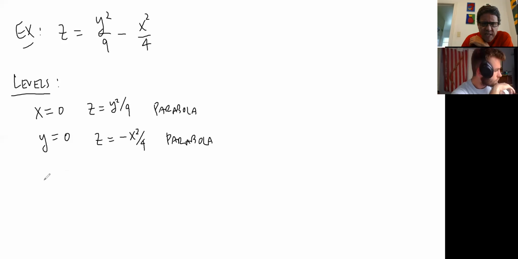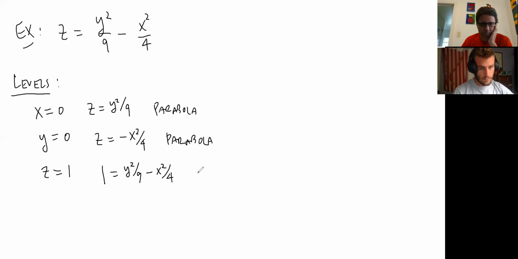It turns out if I do z equals 0, I don't really get anything interesting. If I try two more here, if I try z equals 1, then I'll get 1 equals y squared over 9 minus x squared over 4, which is a hyperbola.